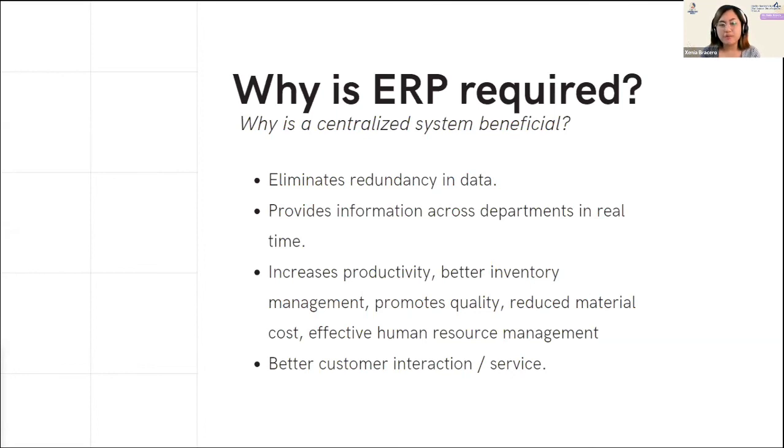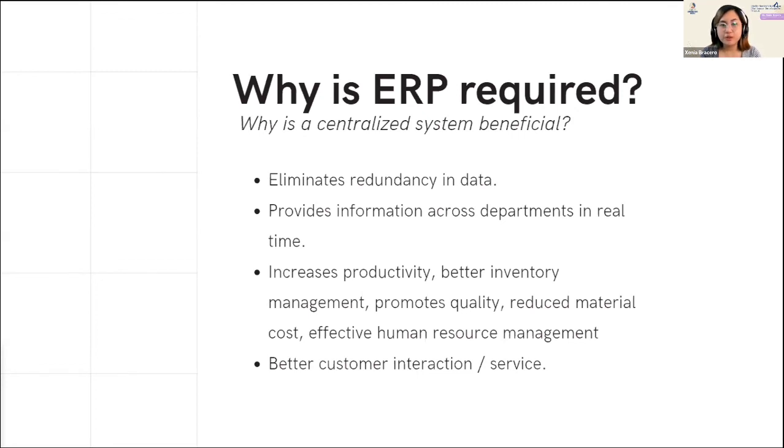So the example I gave is an example of a decentralized system, wherein data is maintained locally at individual departments. Each department has no access to the information of the others. So here is the question: why does a company's system need to be centralized? Number one, it eliminates redundancy in data. Instead of each department storing data in its own system, there is just one, so their data is the same and there is no miscommunication between departments.